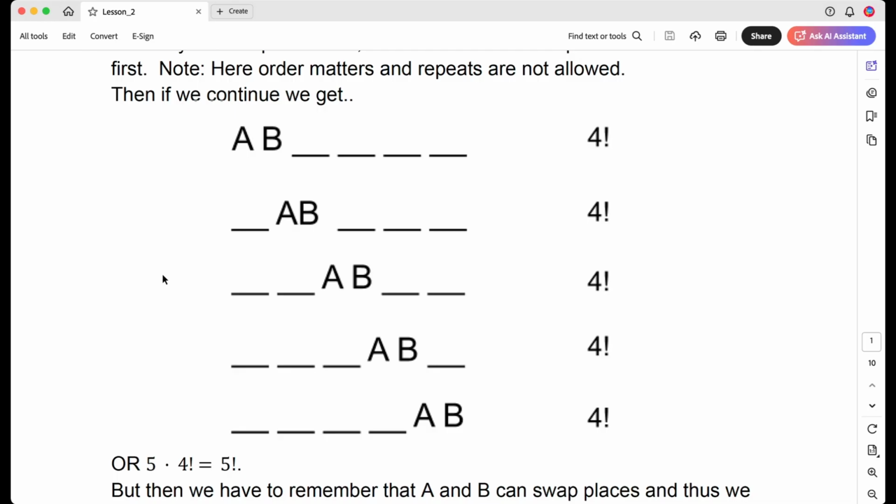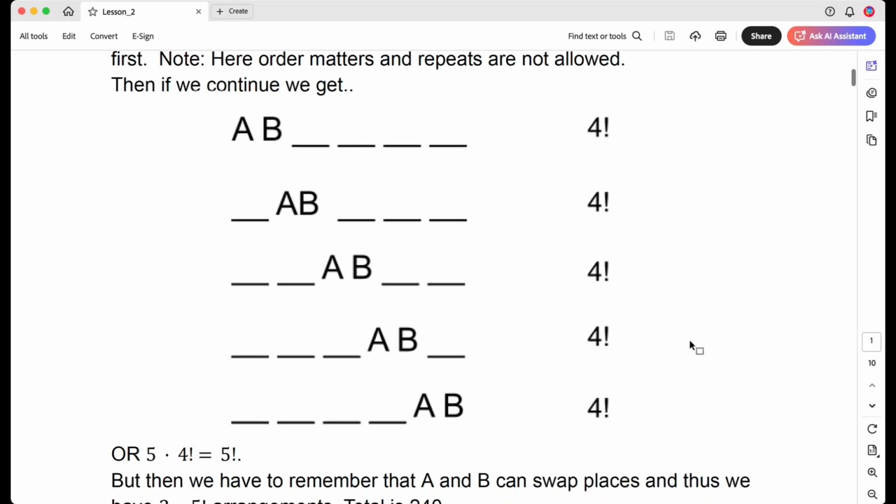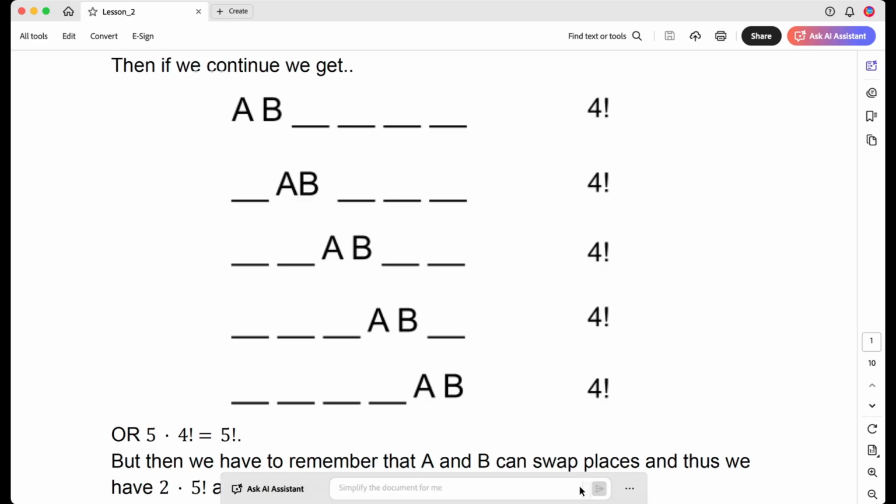So one way to think of this problem is to think of AB as one letter. And so what we've done is reduce the problem to arranging 5 letters instead of 6, and you get 5 factorial. Now we have to double because we can reverse, and we have to redo this with BA. It's going to be the exact same count. So the final answer is going to be 2 times 5 factorial, 2 times 120, which is 240.